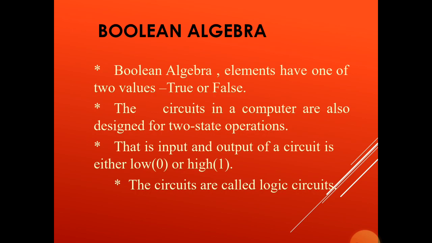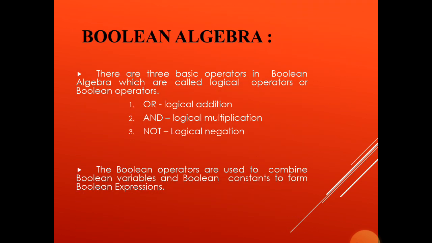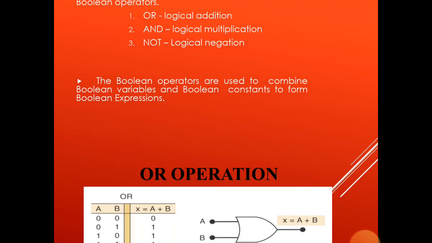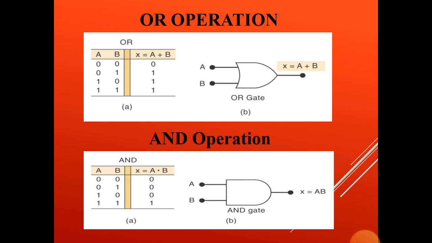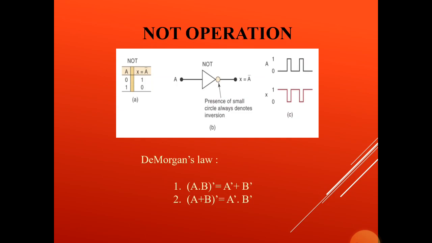In general, Boolean algebra is one which deals with logical values, that is true and false values. It has true states, high and low. Using Boolean algebra, we can perform the Boolean operations AND, OR and NOT. Boolean operators are used to combine Boolean variables and to perform Boolean operations. The OR operation is A plus B. For the AND operation, A and B, A into B. The NOT operation is A bar.